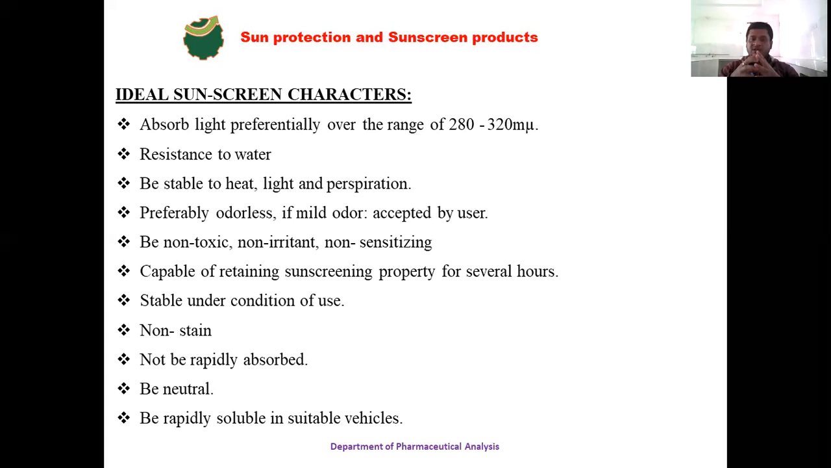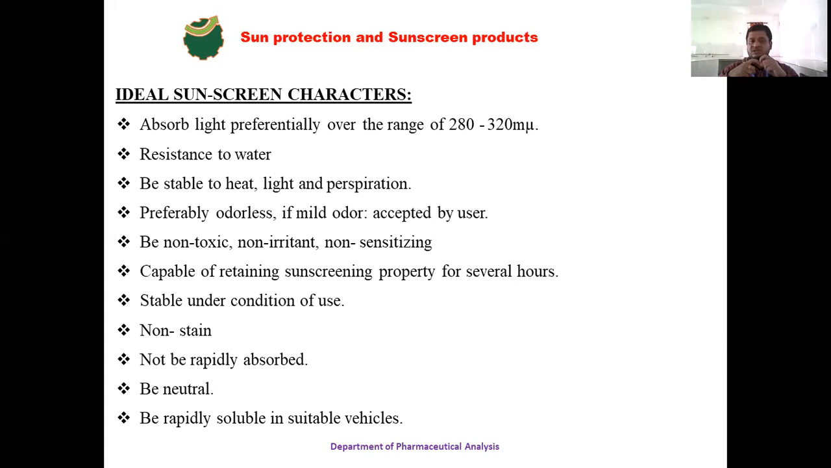Next, capable of retaining the sunscreening property for several hours. So once any person applies the sunscreen preparation and goes outside and is exposed to the sun for a longer time, the effectiveness of that sunscreen preparation should be there for a long time. It doesn't mean that after 1 hour the effectiveness will not be there. The effectiveness of the sunscreen preparation, or of that sunscreen ingredient, should last for several hours, for a longer time.